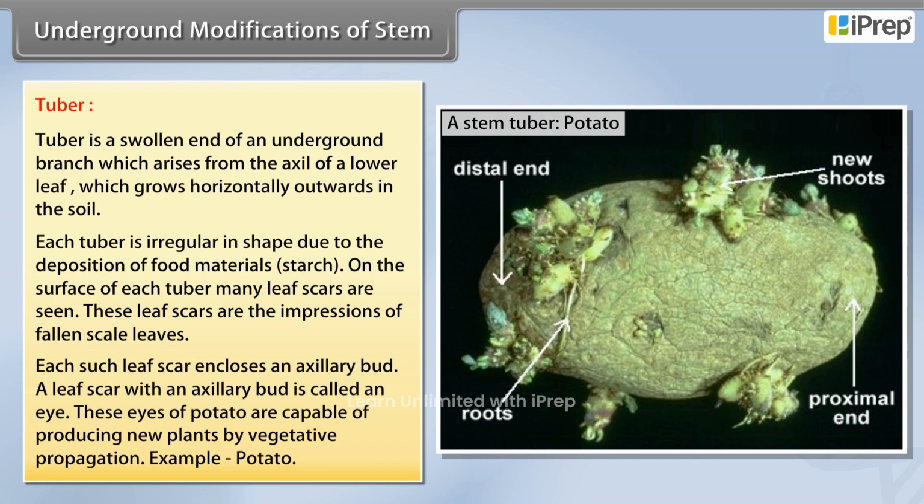A leaf scar with an axillary bud is called an eye. These eyes of potato are capable of producing new plants by vegetative propagation. Example: potato.